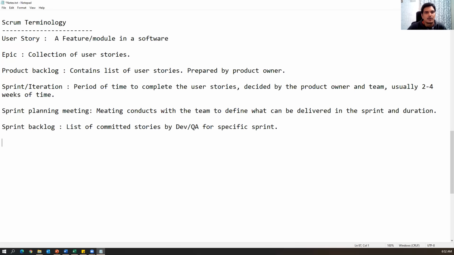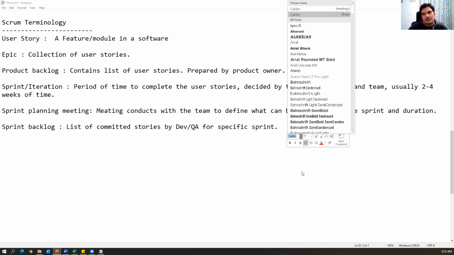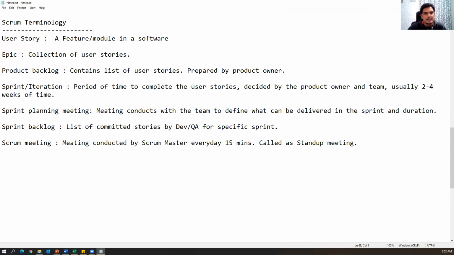Now there is one more terminology called the Scrum meeting. So what is a Scrum meeting? In Agile, especially in Scrum, every day we will have a 15-minute meeting. This is called a Scrum meeting, or we can say Scrum call, or stand-up call. People will call it by multiple names. I'll say Scrum call or stand-up meeting, which is a Scrum meeting. And this particular meeting is conducted by the Scrum Master.